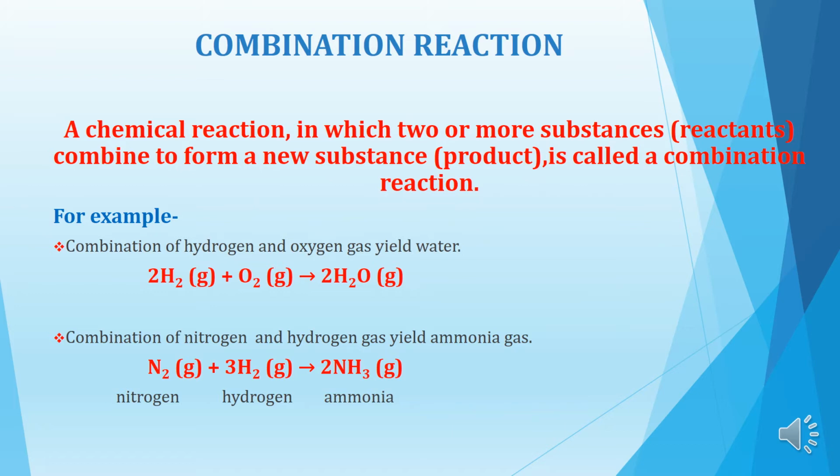The first example, where hydrogen and oxygen gas are combining to form a single product called water. So this is an example of a combination reaction. The number of reactants here are 2, but the product that is formed is only a single product. Similarly, in the next example, here also two gases are combining with each other. One is nitrogen, the other is hydrogen. And after combining, they are yielding a gas known as ammonia. Again, two reactants, but the product that is obtained is a single product.